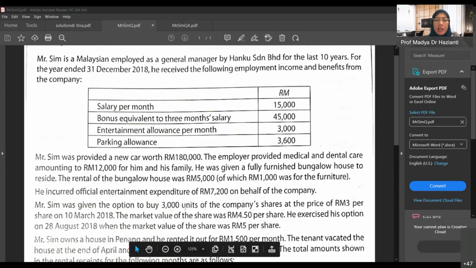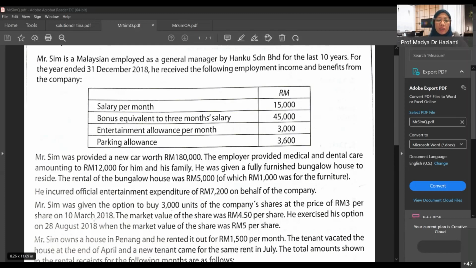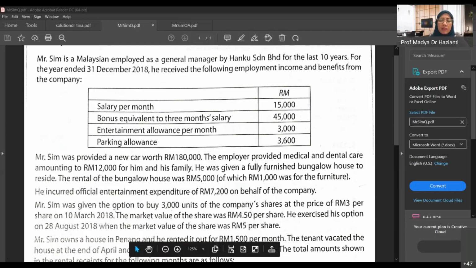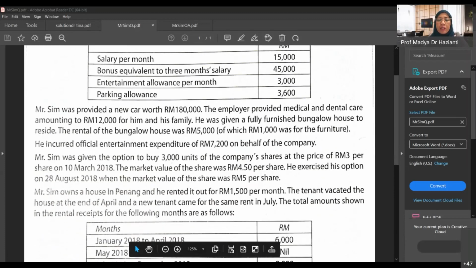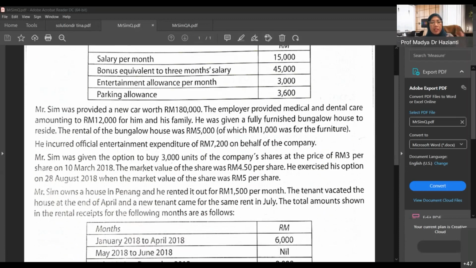Mr. C was given the option to buy 3,000 units of the company share at the price of RM3 per share on 10 March 2018. Okay, this one I did not cover the other day, but it's fine, we do this question and you can see how we calculate. So this is normal, he will get ESOS, Employee Share Option Scheme. So the company gives shares to its employee and the price is lower than the market price. Here he gets the option to buy 3,000 at the price of RM3 per share.